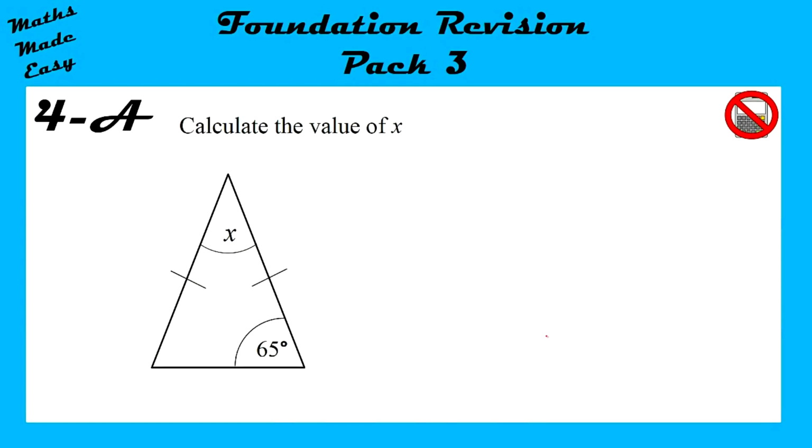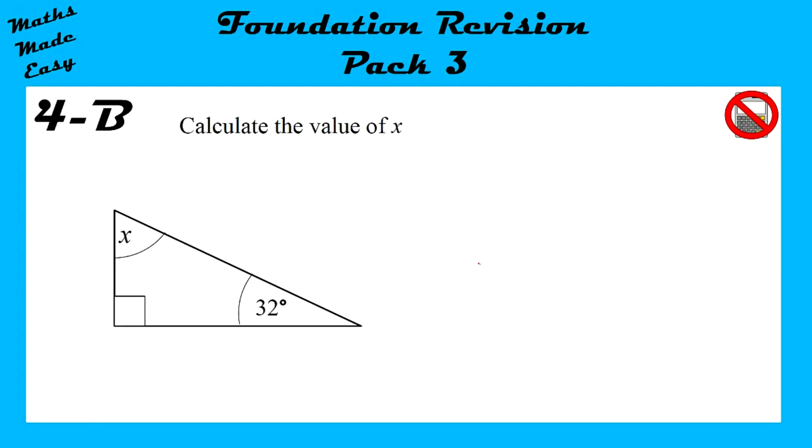4a. To calculate the value of x, first of all I need to remember that the angles in this triangle add up to 180, and because it's isosceles, I know that this angle down here is also 65 degrees. So 65 plus 65 is 130. That means that x has got to make that up to 180, so x equals 50 degrees.